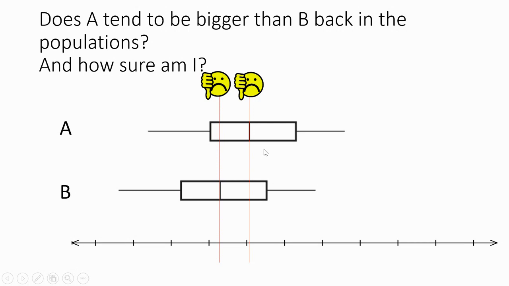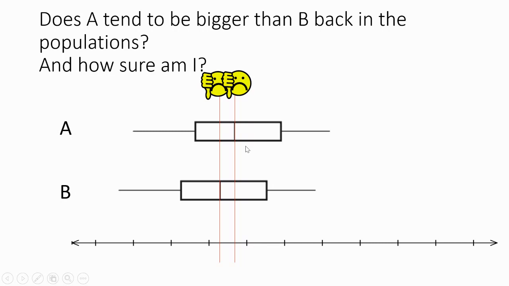And so therefore, it is too close to call to say that A tends to be bigger than B. Don't say that they tend to be the same. You are trying to refute the question. The question says, does A tend to be bigger than B back in the populations? The answer is no, I can't be sure that A tends to be bigger.